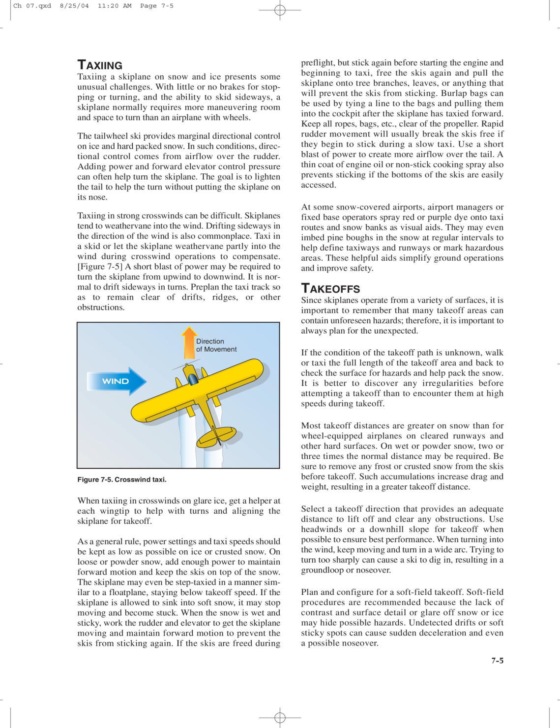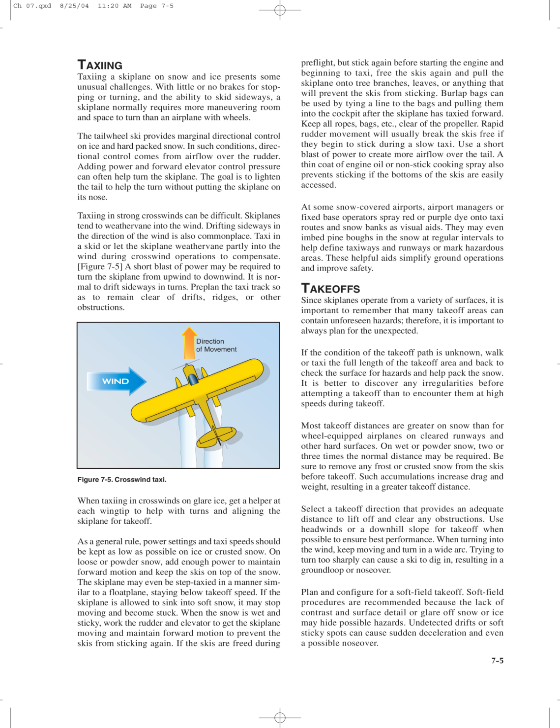Taxiing in strong crosswinds can be difficult. Skiplanes tend to weather vane into the wind. Drifting sideways in the direction of the wind is also commonplace. Taxi in a skid or let the skiplane weather vane partly into the wind during crosswind operations to compensate. Figure 7.5. A short blast of power may be required to turn the skiplane from upwind to downwind. It is normal to drift sideways in turns. Pre-plan the taxi track so as to remain clear of drifts, ridges, or other obstructions.